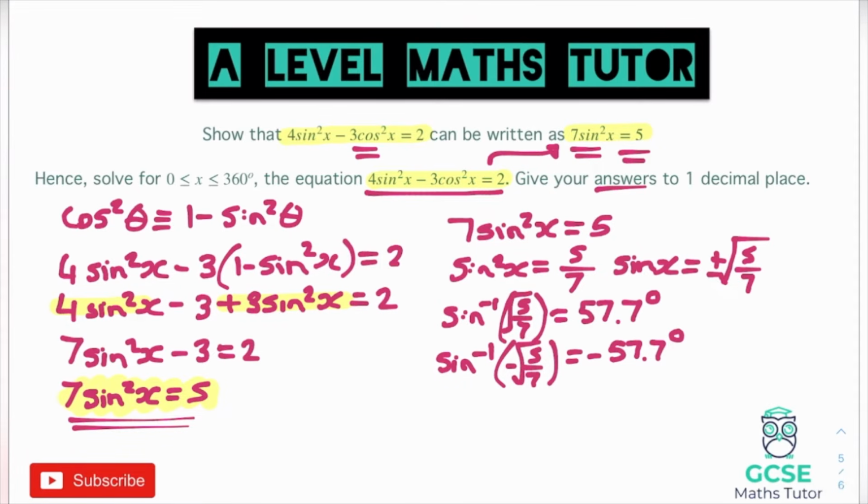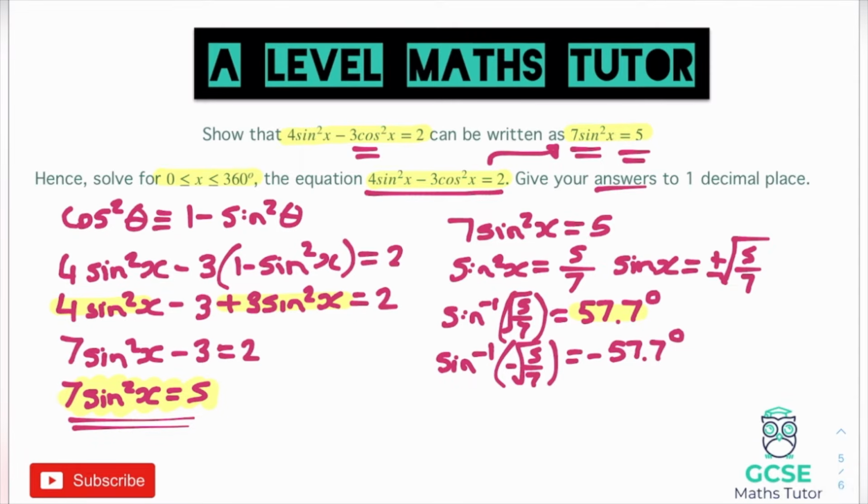We've got two answers. We've got 57.7, and refer back to our ranges here. So it's between 0 and 360. But this negative 57.7 falls outside of that. So that's not going to be one of our solutions. However, it is going to be able to help us to find all of our solutions on our sine graph.